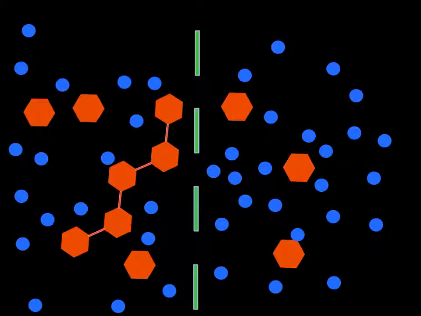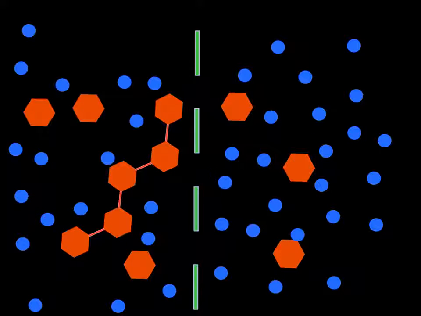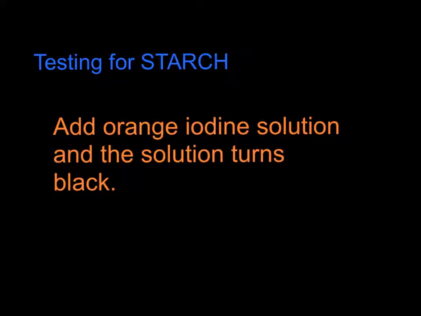How can we show, using scientific methods, that the glucose has moved from one side to the other and that the starch hasn't? For this you have to remember the tests for both glucose and starch. Testing for starch. Add iodine solution, and the solution then turns from orange into black.